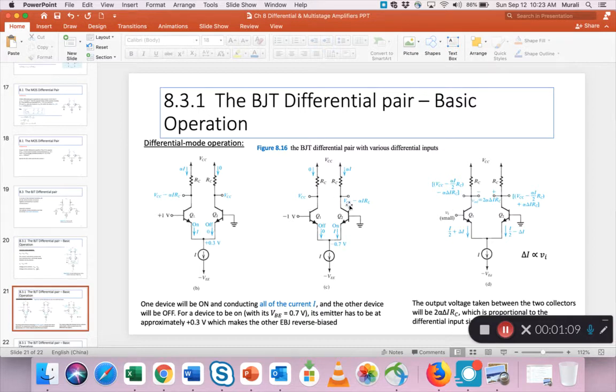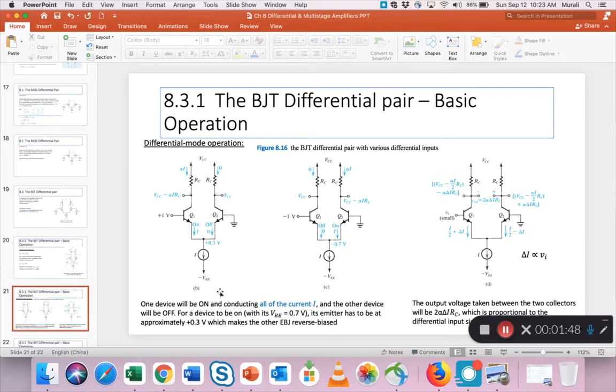So this you can consider large signal because 1 volt is pretty large compared to definitely overdrive voltages. So basically, to understand what is going on here, the notes here may help. When you have differential inputs to a BJT pair, one device will be on and conducting all of the current I, and the other device will be off because the other device's base is grounded, right?